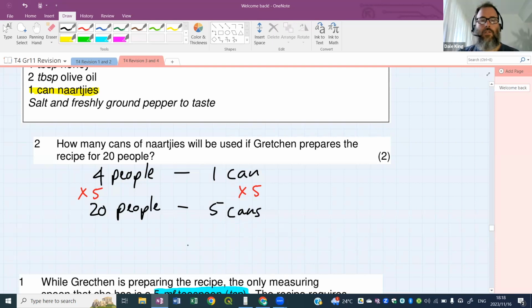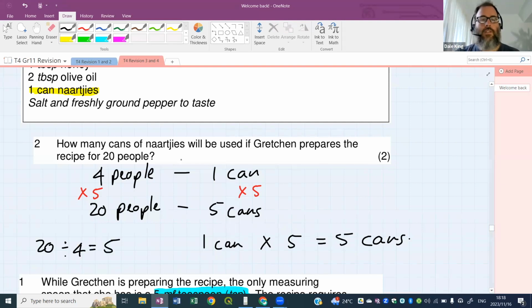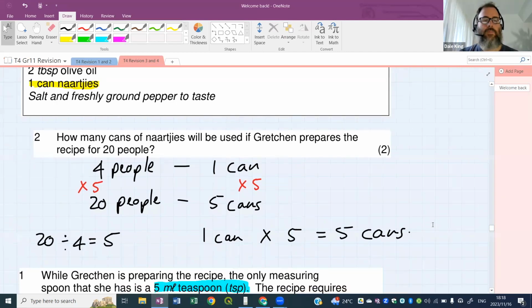All right. So 1 can times 5. It's 5 cans. And how did we get that? Because we said for 20 people, I have to get the 5, you can say divide by 4, that'll give you 5. All right. Yep, that's it. Easy, easy, easy 2 marks. Easy 2 marks. Well done.